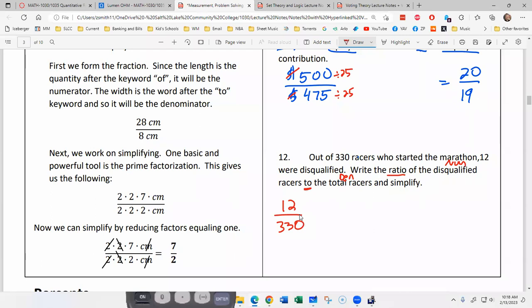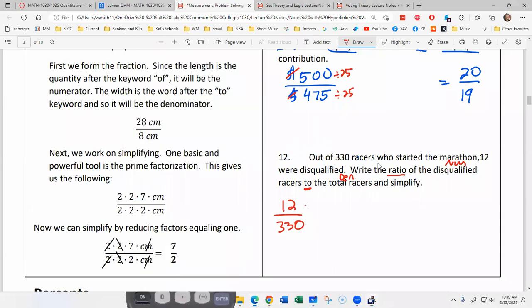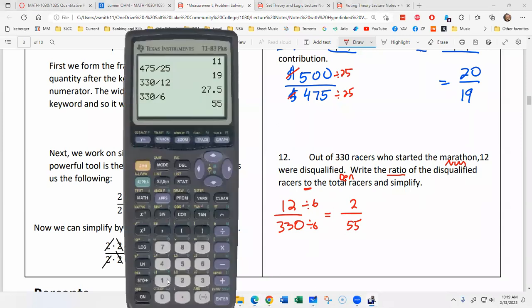And then we reduce this. Let's see. First off, can I reduce the entire 12 out of the 330? No. I can reduce a 6 though. There we go. So if I divide the top and bottom by 6, I get 2 over 55. And again, if you know your calculator well, you can get that answer by letting it do the work for you.